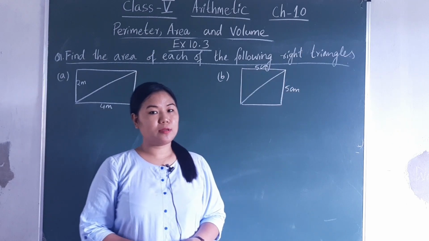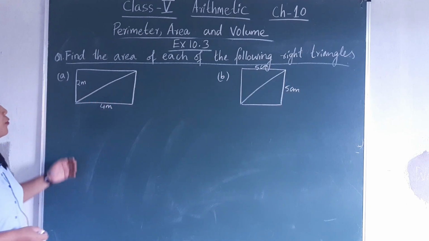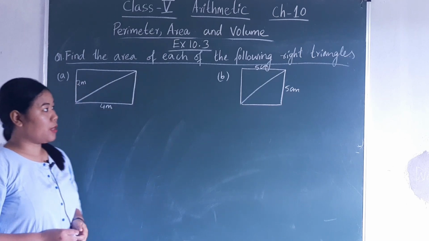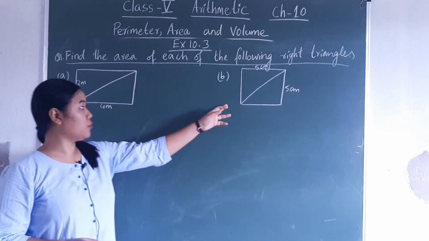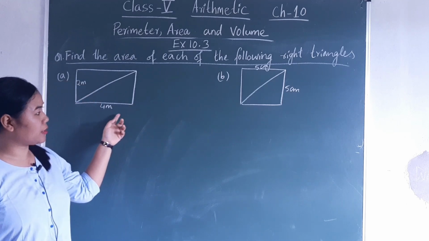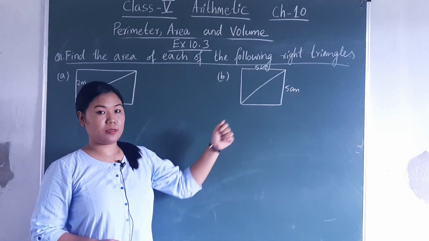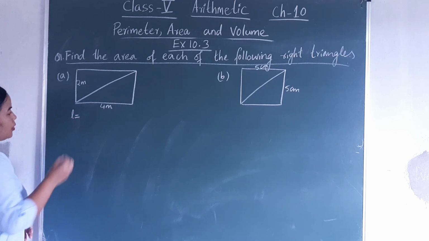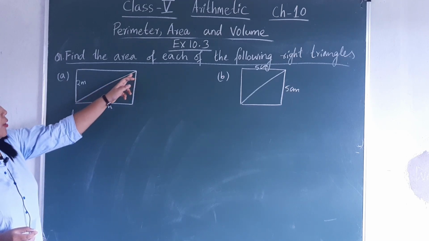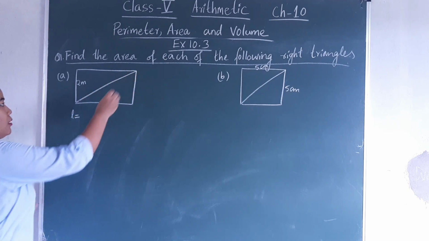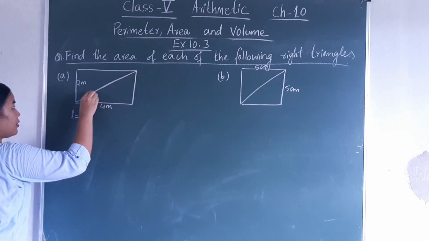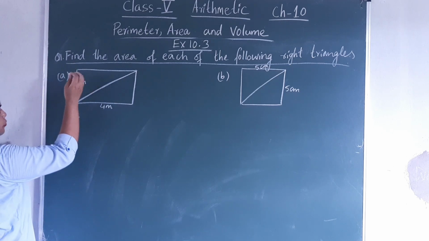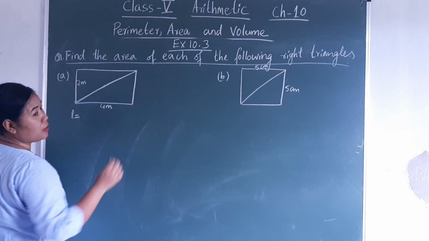Okay, now we will solve exercise 10.3. Find the area of each of the following right triangles. Now here 2 questions are given here. One is rectangle and another one is square. So in this rectangle, can you see they divided the rectangle into 2 equal halves. So this is a triangle. So we have to find the area of the triangle.